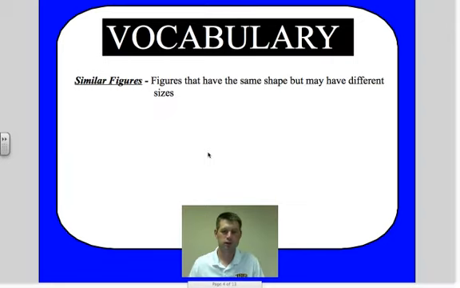Similar figures are figures that have the same shape but different sizes. So some figures have the same shape but different sizes. For example, in basketball, you have a women's ball and a men's ball, and they're different sizes but the same shape.